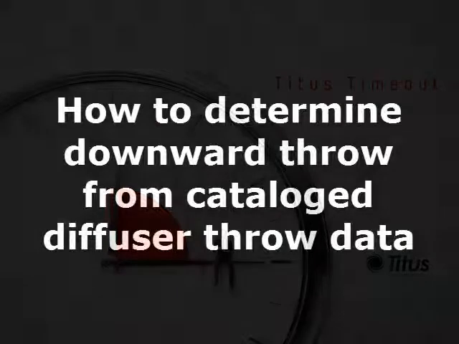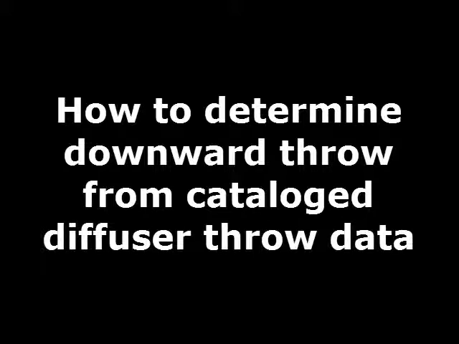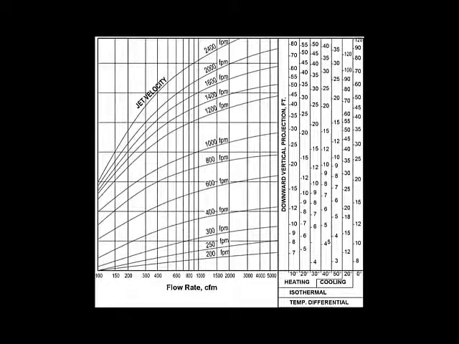I'm Jenny Civey, and today we're going to talk about how to determine the downward throw from catalog diffuser data. Instead of me trying to draw the downward vertical projection graph, we're just going to use the one from the Titus engineering guidelines.